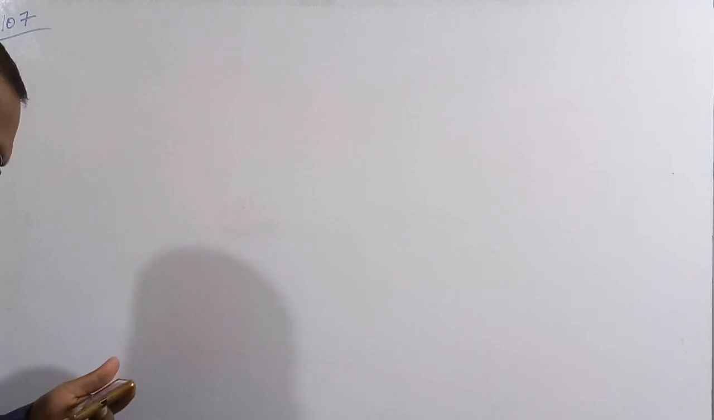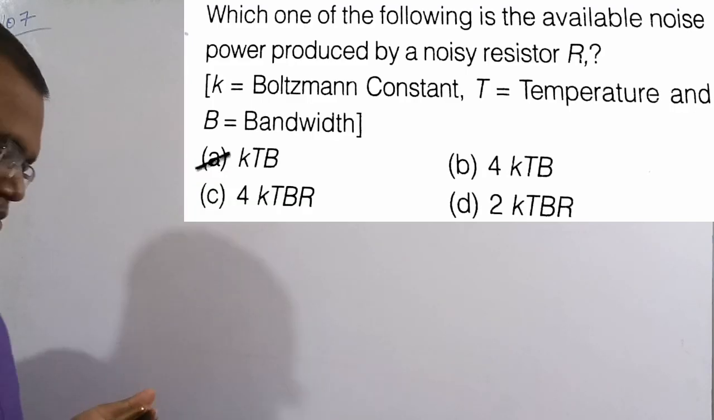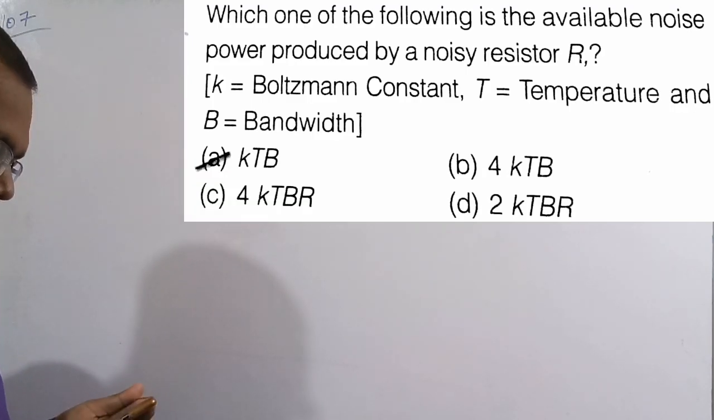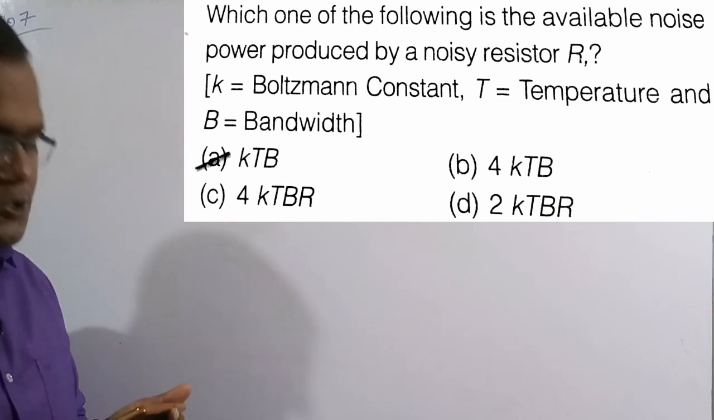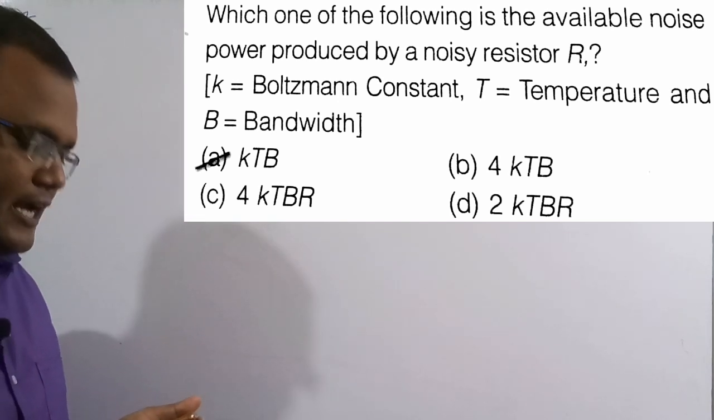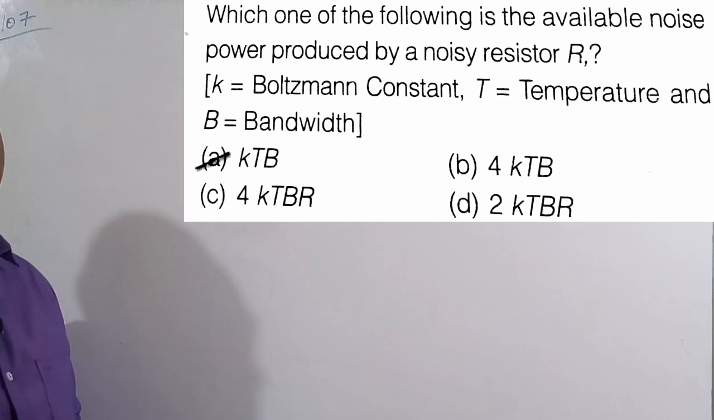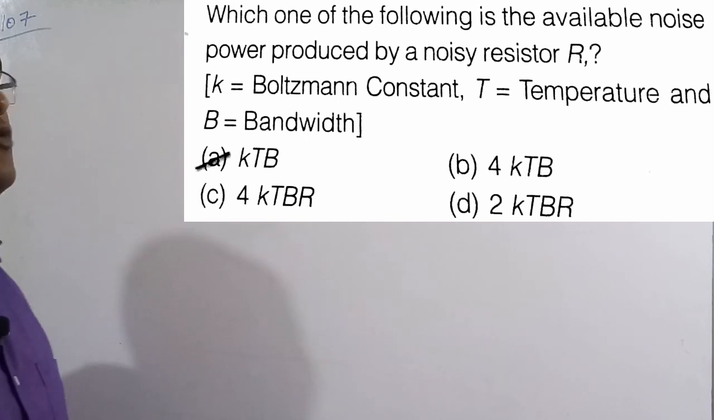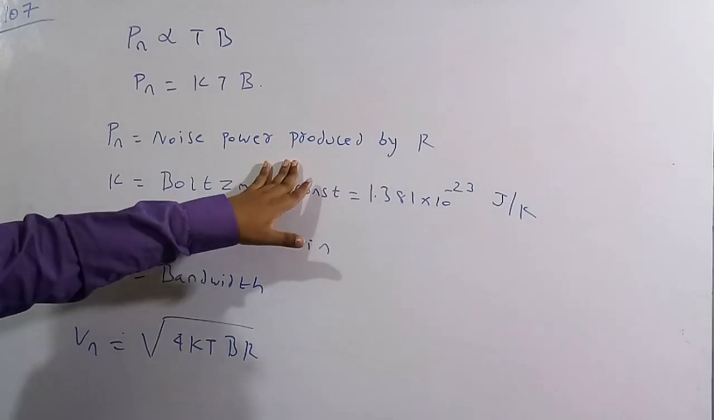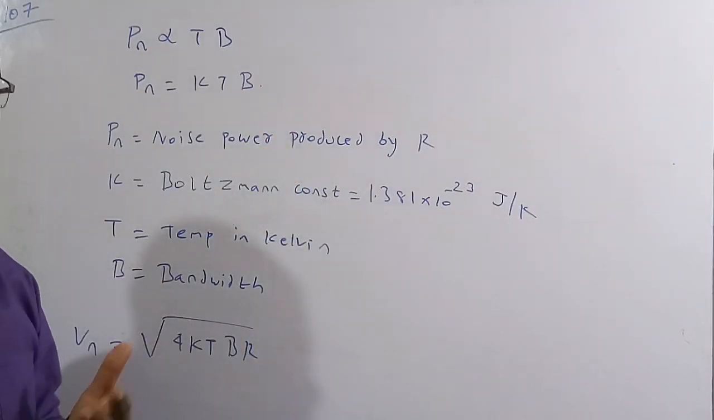Now we are going to discuss the 107th question. Which one of the following is the available noise power produced by a noise resistor R, where K is the Boltzmann constant, T is the temperature, and B is the bandwidth? Option A, which is KTB, is the correct solution of this question. In the question they asked, if we have any resistor, how much noise power is it going to generate?